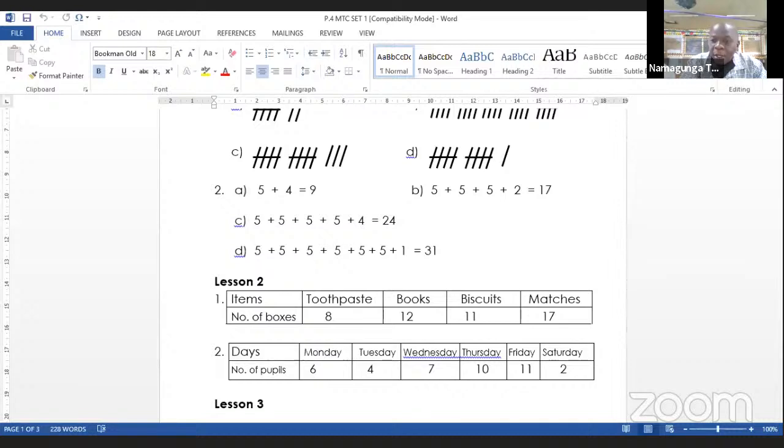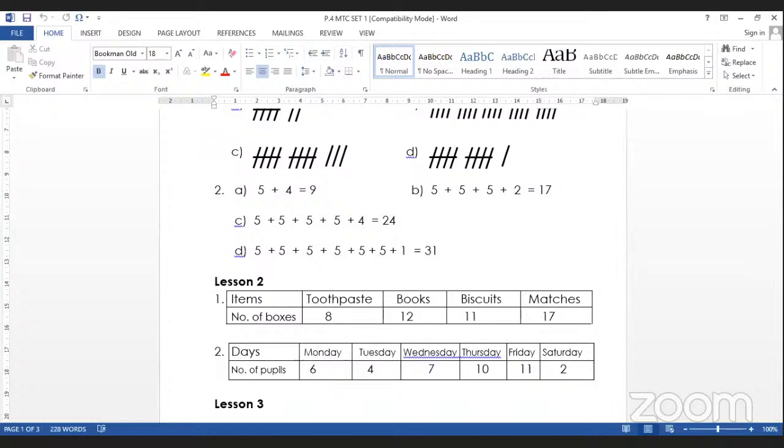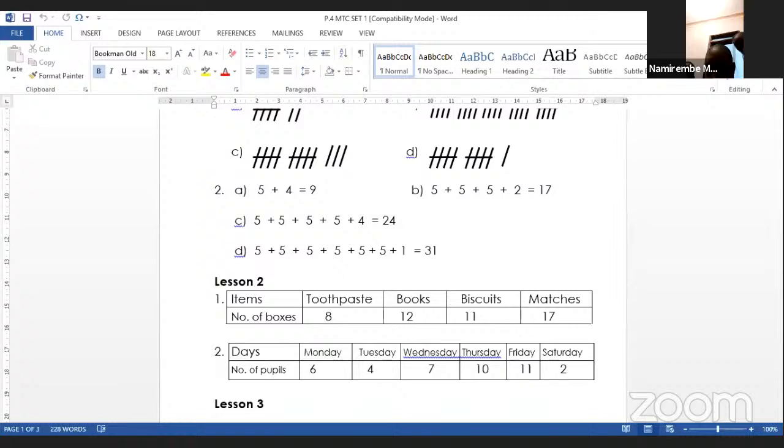Namirembe Maria has a question also. Teacher, on example number 2, should we draw the table? Yes, the table was drawn. Example 2 was drawn where we have the masses and weights. The table was drawn there for you. What is your question?